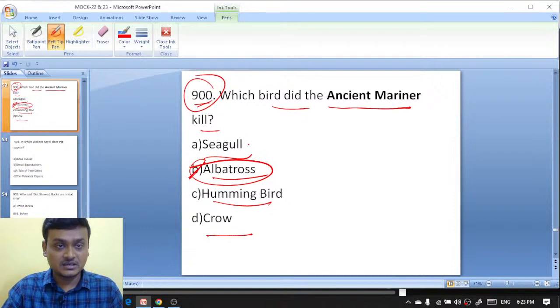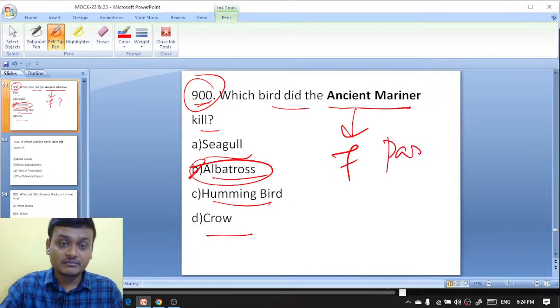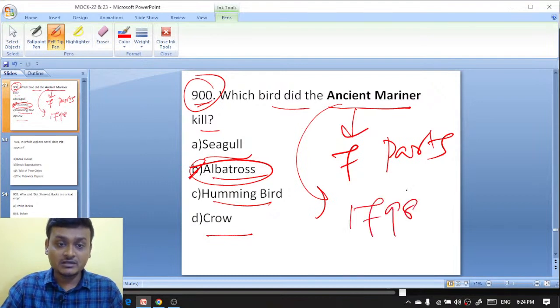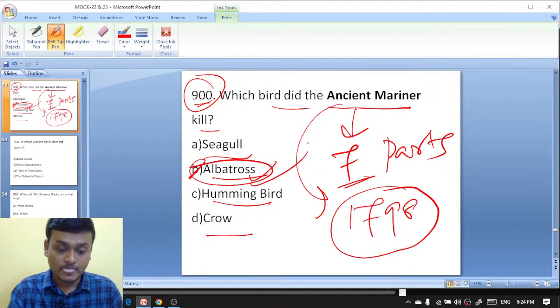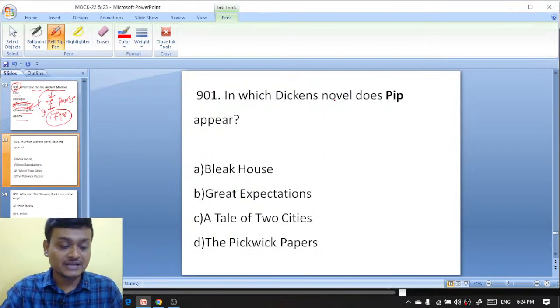The albatross was killed in the poem The Ancient Mariner, which has 7 parts and was written by Samuel Taylor Coleridge. It appeared in the first edition of Lyrical Ballads, which came in 1798. So the Ancient Mariner killed the albatross. Okay. Moving on to question number 901.